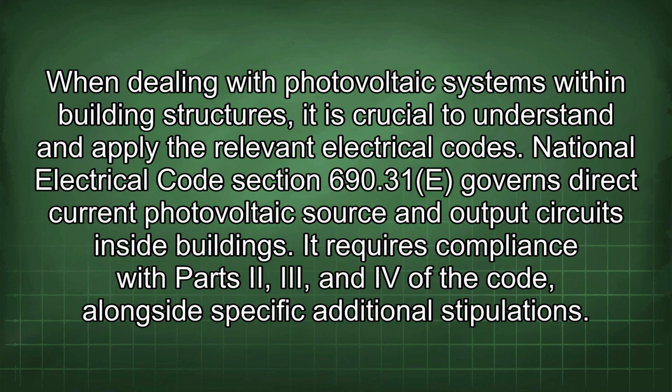When dealing with photovoltaic systems within building structures, it is crucial to understand and apply the relevant electrical codes. National Electrical Code section 690.31 governs direct current photovoltaic source and output circuits inside buildings. It requires compliance with parts II, III, and IV of the Code, alongside specific additional stipulations.